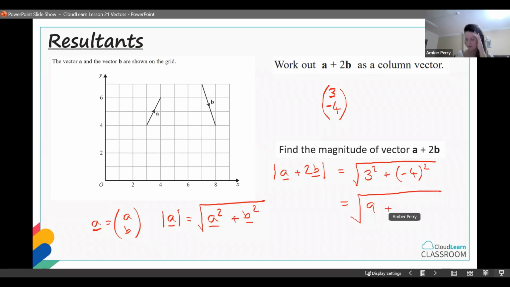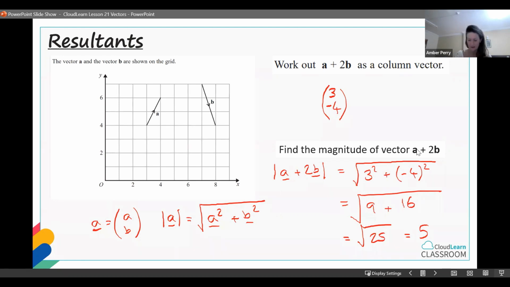Okay, and then that's going to be the square root of 3 squared, which is 9, plus 4 squared, which is not 25, it's 16. Hopefully you would have maybe seen this in your head. 3 and 4 gives us quite a popular answer, but if not, we'll just do it. 9 plus 16 is 25, and the square root of 25 is 5. So the magnitude of vector A plus 2B is 5 units, okay?